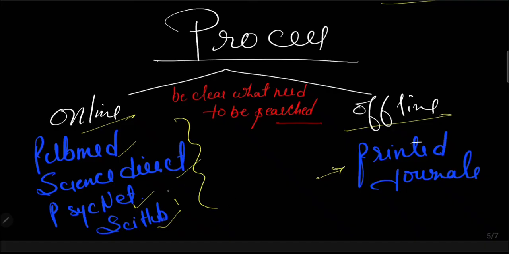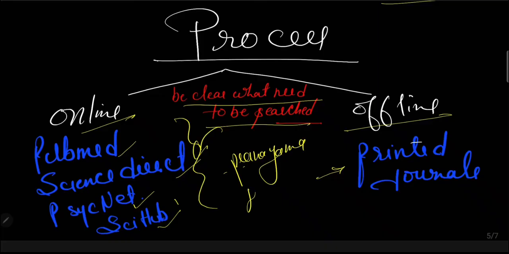Here you simply log in and go to it, type the keyword which you have to search. Okay, you should be clear what needs to be searched online. Okay, for example, I'm working on pranayama and its effect on hypertension, so I'll take the keywords pranayama and hypertension. Okay, I'll just go to the website, type those words, and I'll get all the articles which are presented there. I'll just click to read, or I can download. Okay, so these are the simple processes, either online or offline.